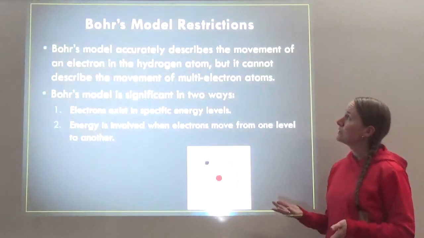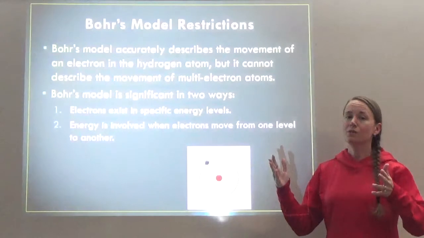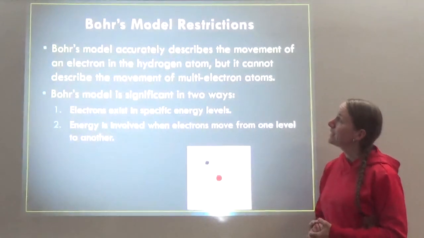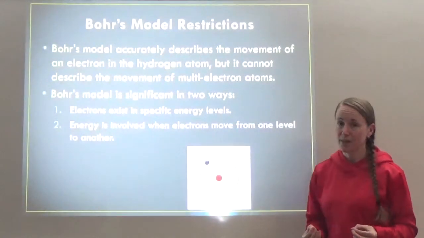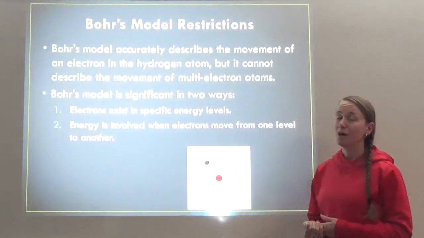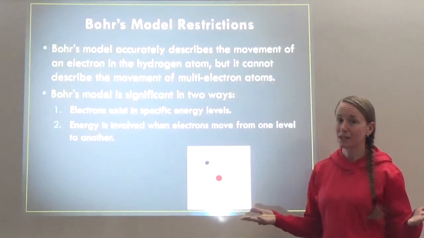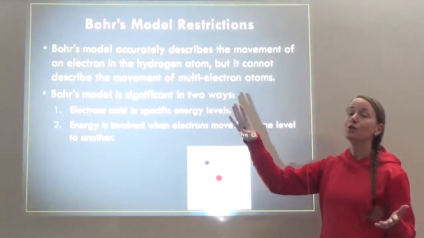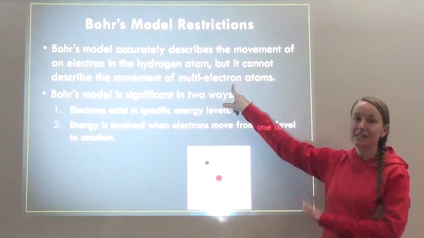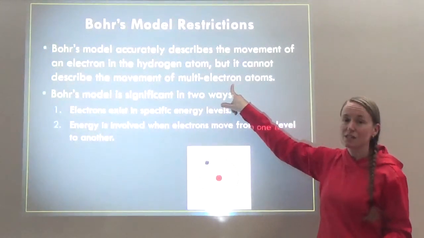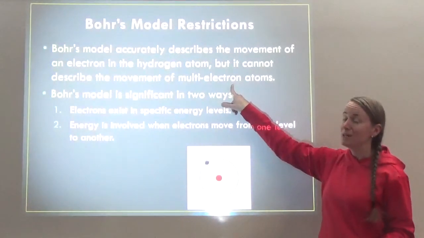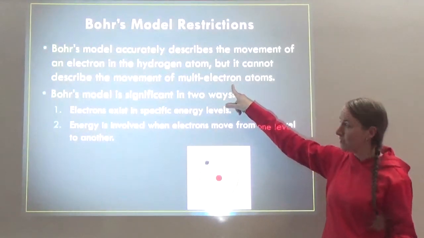So, Bohr's model restrictions. Bohr's model was not perfect. Bohr's model accurately describes the movement of an electron in the hydrogen atom, but it cannot describe the movement of multi-electron atoms. Well, yeah, hydrogen is the only atom that has one electron. That means all other 117 elements are multi-electron atoms. And his model does not describe the movement of electrons as well in those. So, he's at less than 1% correct right there.